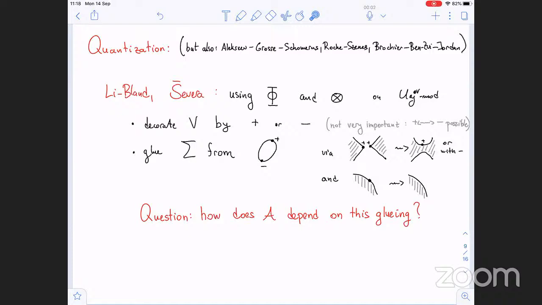So what you do, you have this category of UG modules. Sorry, there should be this phi and h bar. And you use in some way this associator and the tensor product you have here in the following algorithm. First, there is just one thing one needs to do: decorate each marked point by either plus or minus. This is not very important. You don't see it at the Poisson level, but at the quantum level you see it. But it's possible to just pass from plus to minus, so I will not dwell too much on this point.